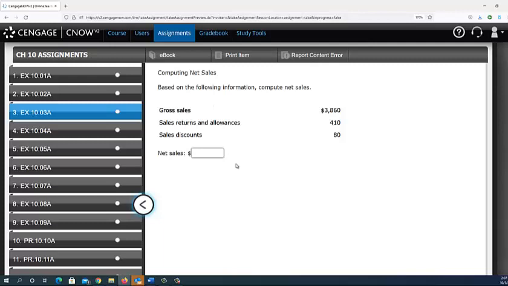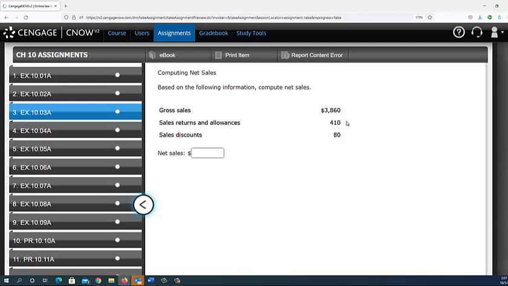The first is calculating net sales. And we need to make sure that we're familiar with this and that you remember how to do it, because we're going to be building on our new income statement for a merchandising business. So this is the revenue portion.